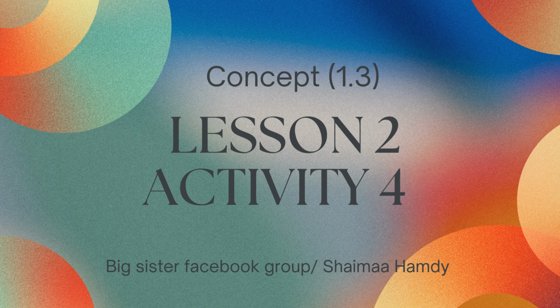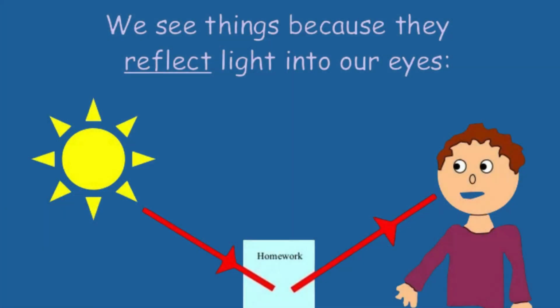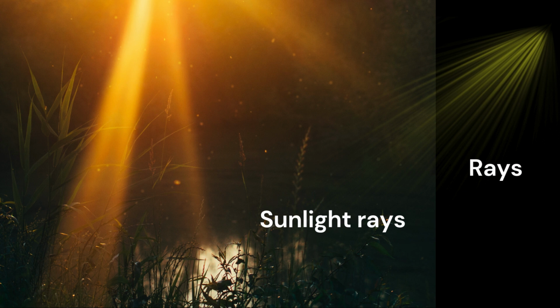Here we have activity 4. We already know that we see things because they reflect light into our eyes. A source of light emits its own light, and these light rays fall on any object, so these objects will reflect the light into our eyes so we can see the objects. So here, these are the rays, such as the sunlight rays.